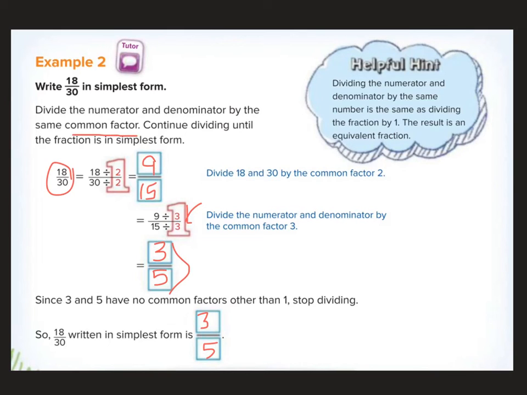So please make sure that you can't divide down anymore. Don't just say, oh, 9/15's done. We need to always be looking for those other common factors that I can divide by to make sure that I am in simplest form.